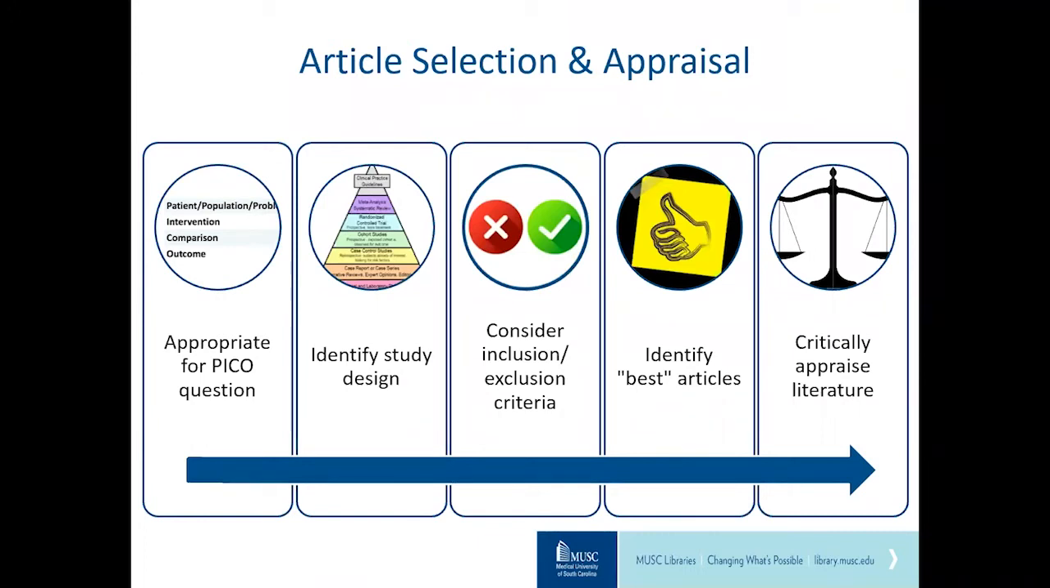With a final collection of 16 articles that are all RCTs, systematic reviews, and meta-analyses published in the last 5 years, we can move on to the next step in the article selection process, which is considering inclusion and exclusion criteria.